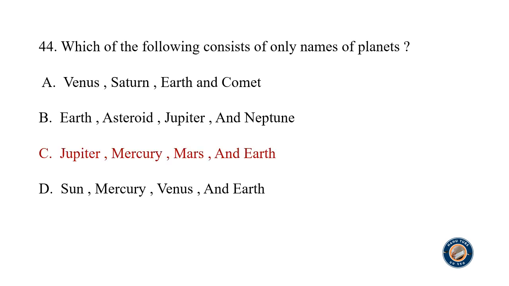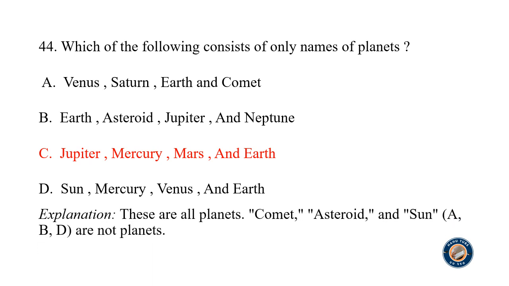The answer will be Jupiter, Mercury, Mars and Earth. These are all planets. The rest, comet, asteroid and sun, are not planets.